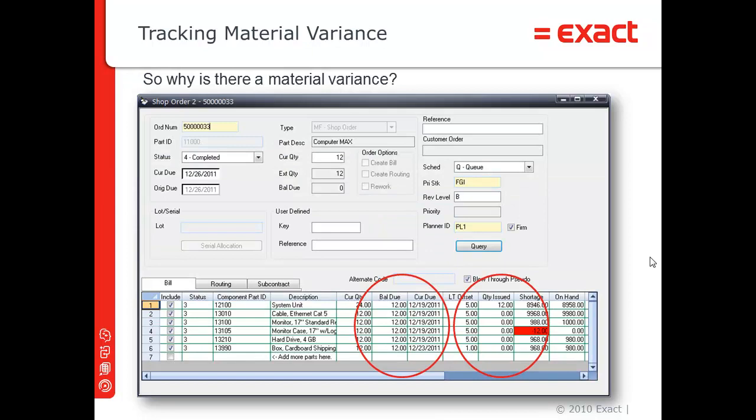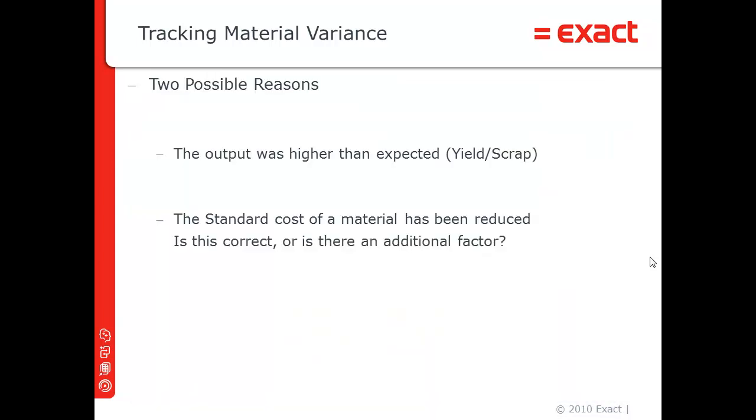Now to track this down even further, what you can do is go into the shop order and review the order bill of material. You could look at shortages and the issue quantities and so on to see why there might be a variance. Now there's two possible reasons on this.